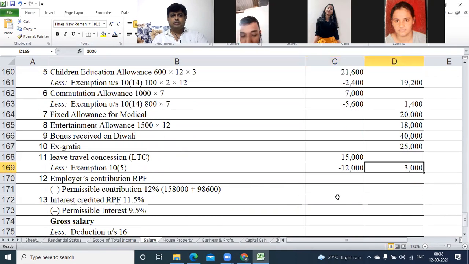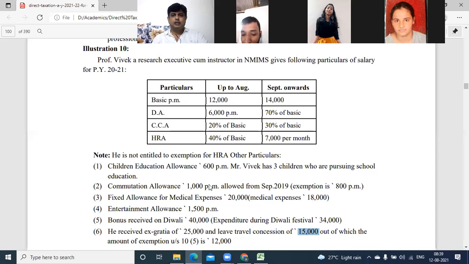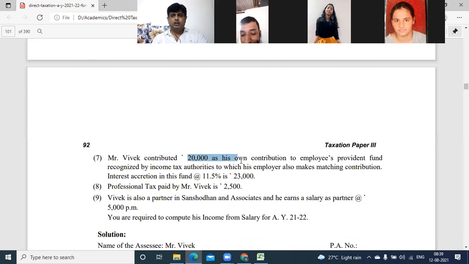Last few items are there. RPF. How much is the RPF contribution? That's there in the next, 20,000. Okay. Own contribution is not a problem. Employer's contribution is also very important. Employer makes a matching contribution. So how much did the employer also contribute? 20,000. Now I will check whether this 20,000 is more than 12% or not.